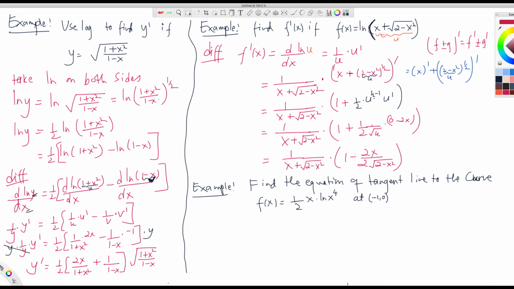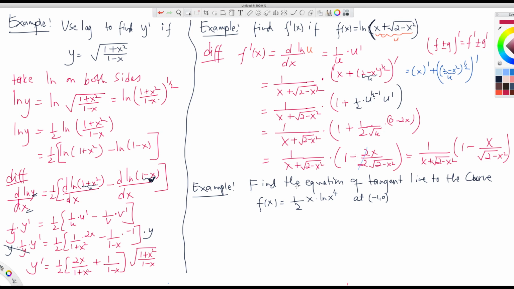Oh, by the way, you can do one more step. You can cancel that and write the final answer like this: 1 over x plus root under 2 minus x squared, and then times 1 minus x over root under 2 minus x squared. So you can write the final answer in this form.